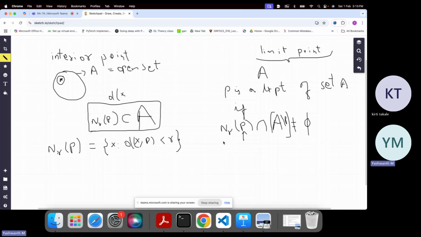It is clear. I mean, it might be a bit confusing if you see it for the first time. So basically, let me draw some pictures that might be helpful.